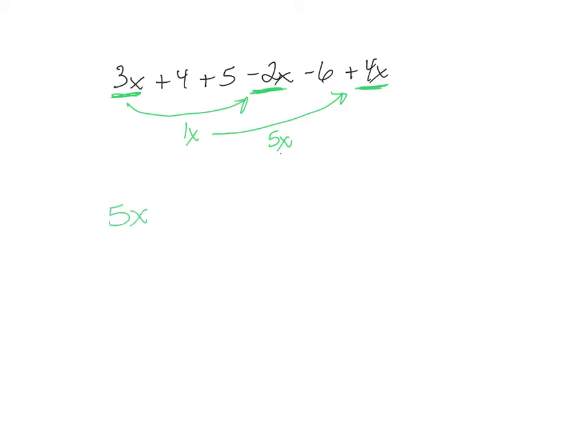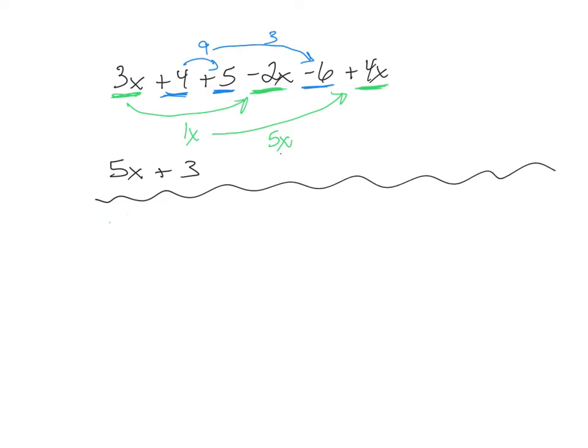And then the 4, the 5 and the minus 6. So the 4 and 5 give me a 9, minus 6 is positive 3, so plus 3. Actually, let me write that up here. All right. Just a couple more things.